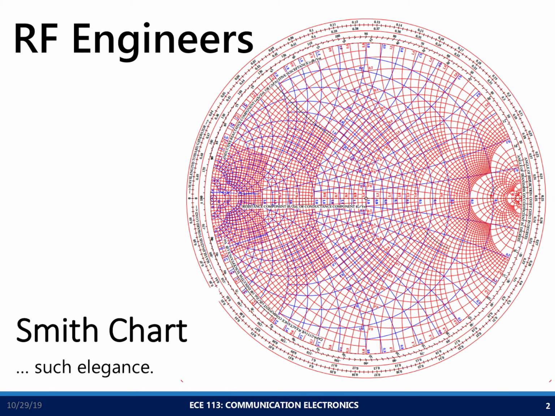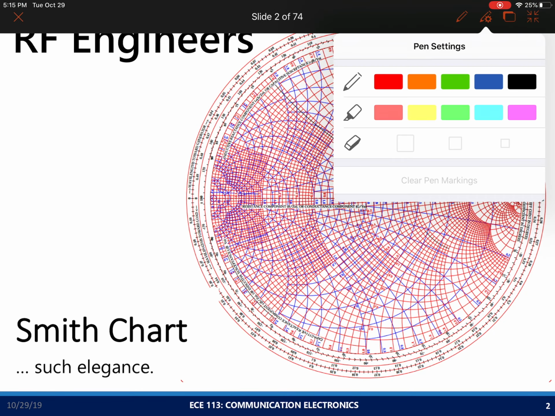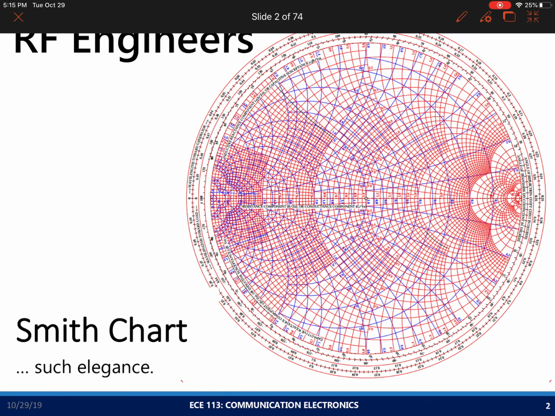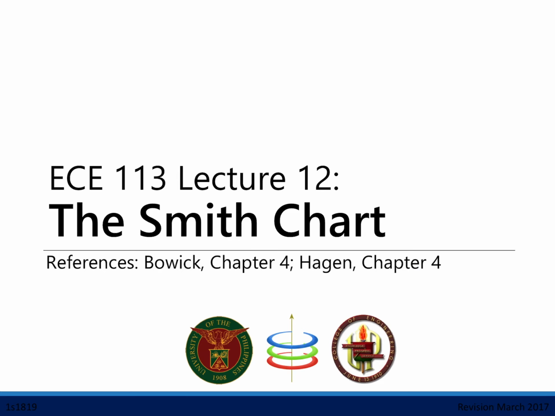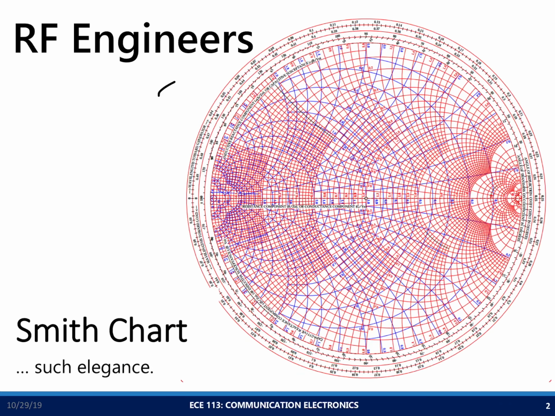It's this one. Just a note, it's a very useful tool for RF engineers. Such elegance. Very elegant. How do you use this? That's the question. It kind of looks like an alchemy circle or something. Anyway, I won't talk about that. So this is the Smith chart, and it's a useful tool for RF engineers.